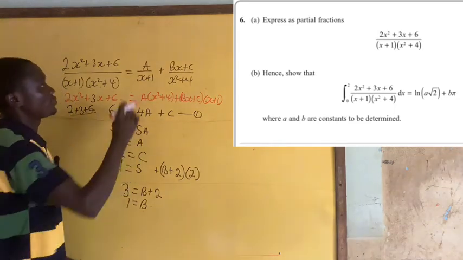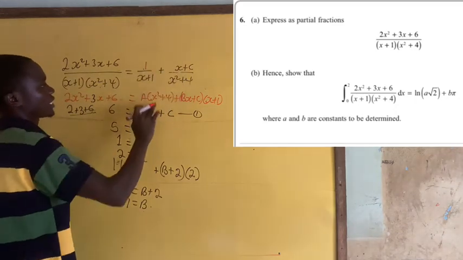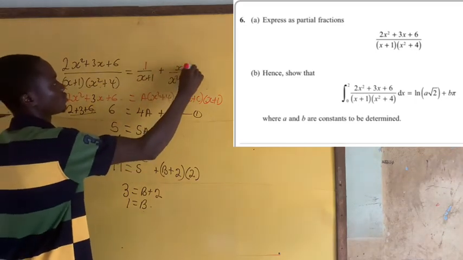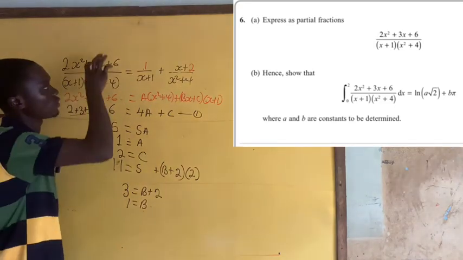So this can now be written as 1 over (x + 1), plus, since B is 1, x, and C is 2, over (x² + 4). So that is the partial fraction representation of this.